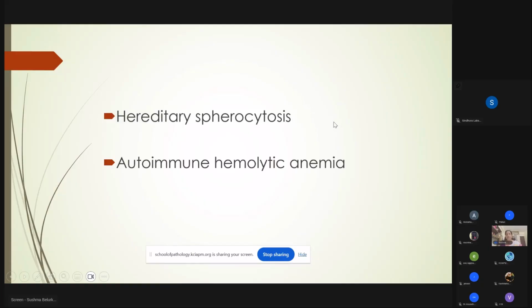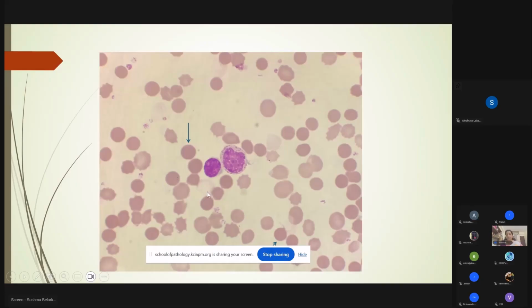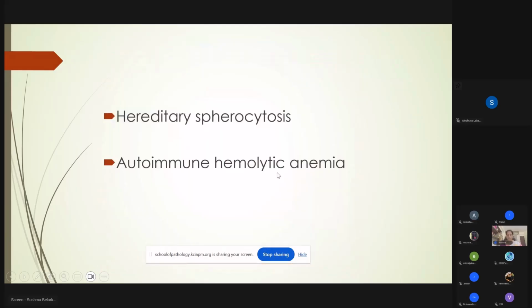And another important feature which differentiates hereditary spherocytosis from autoimmune hemolytic anemia is that the spherocytic population that you see is very uniform in size and shape. Whereas in autoimmune hemolytic anemia, you will see spherocytes of varied sizes, but in hereditary, they are usually very uniform.